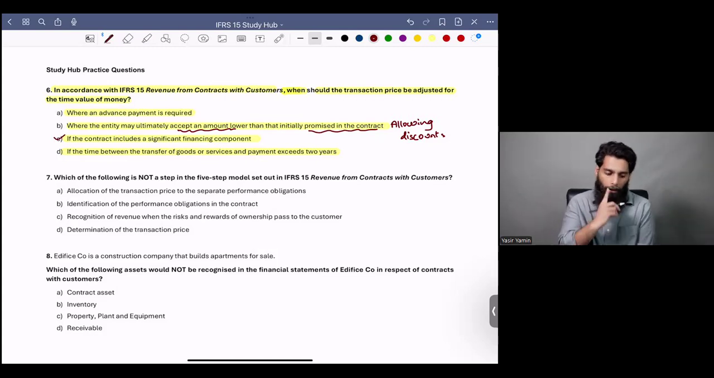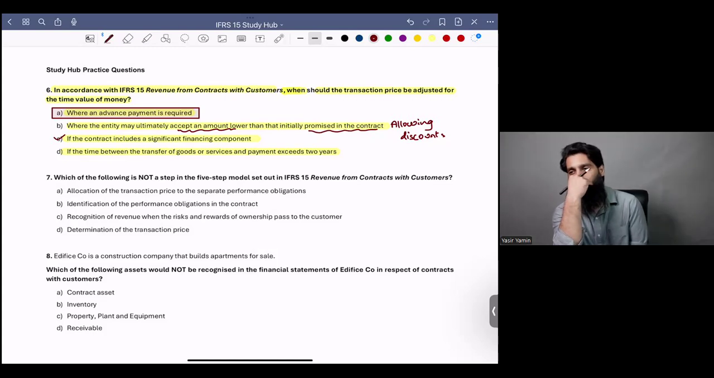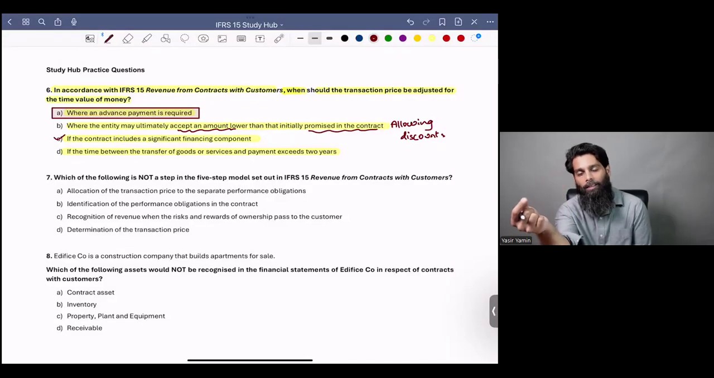Absolutely right. Why is A not the answer? If anybody could let me know. Why is A not the answer? If a contract requires an advance, why is it not the answer? Guys, you see, not every advance will create a significant financing component.